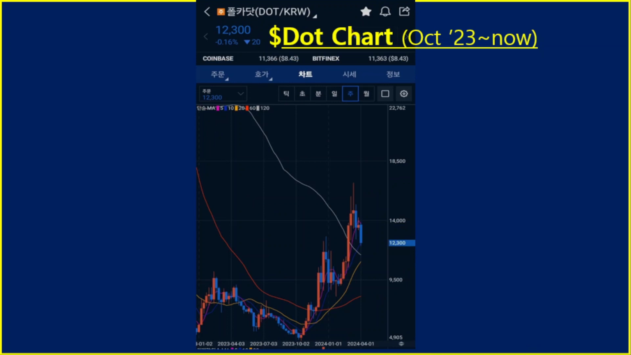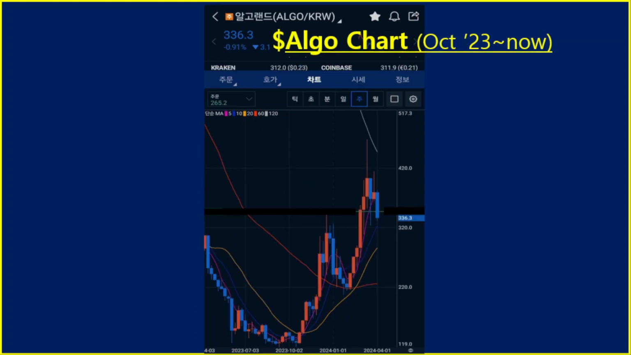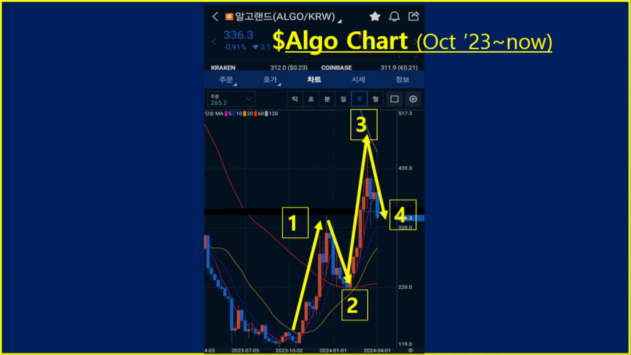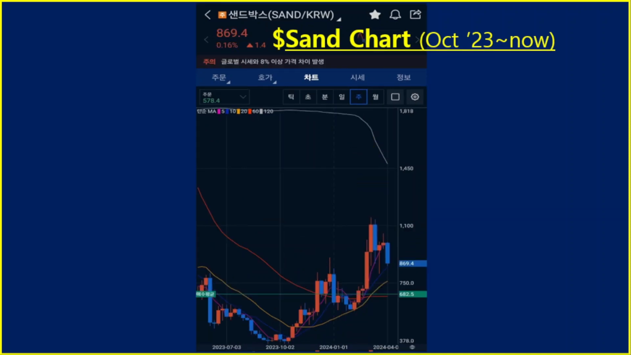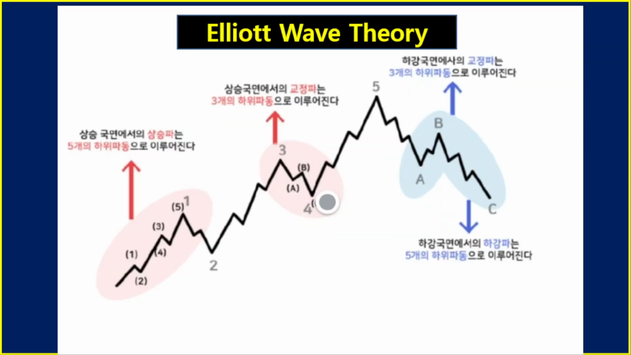What about Polkadot? Same goes here. Impulsive number 1, corrective number 2, impulsive wave number 3, corrective wave number 4, and wave 5 is missing as well. What about Algorand? It goes just the same as the previous ones. 1, 2, 3, 4, and 5 is missing. What about Sandbox? Sandbox shows the same pattern as well. Number 1, number 2, number 3, and 4, and wave 5 is on the way.